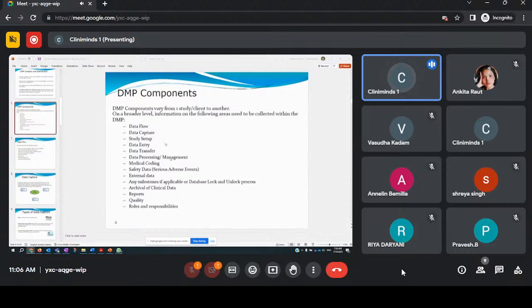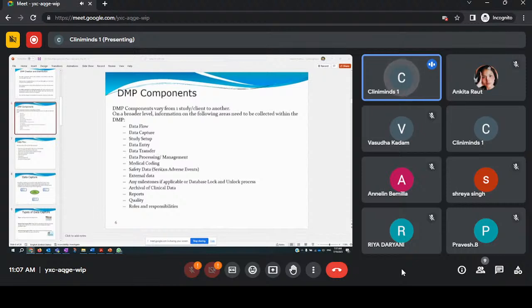Okay. Then you have medical coding. Few people do medical coding outside of the database, maybe using Python or another way. But most of the CROs or most of the pharma companies prefer to have medical coding inside the database, like you have an integrated system inside it. Okay. So you need to explain what type of medical coding procedures you will be following. Okay. Then you also have safety data management.